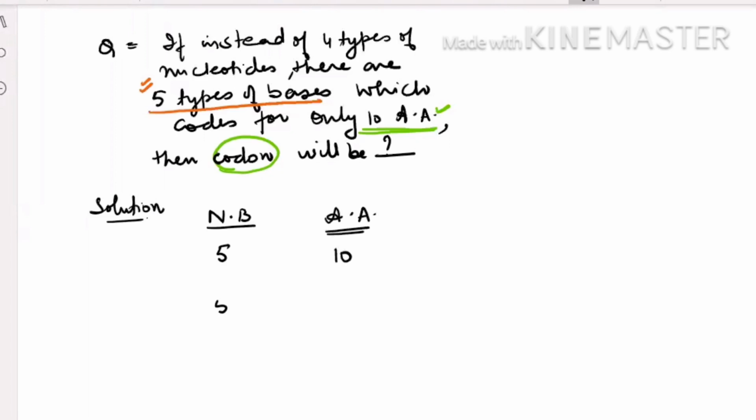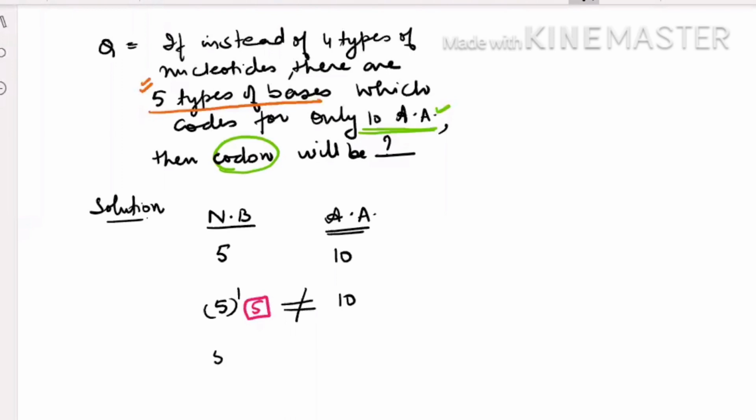Then you start with 5 by 1 for 10. So you write 5 by 1, which means the answer should be 5, which is not possible. So you will say no. Singlet is not possible, meaning one nitrogenous base for one amino acid is not possible.